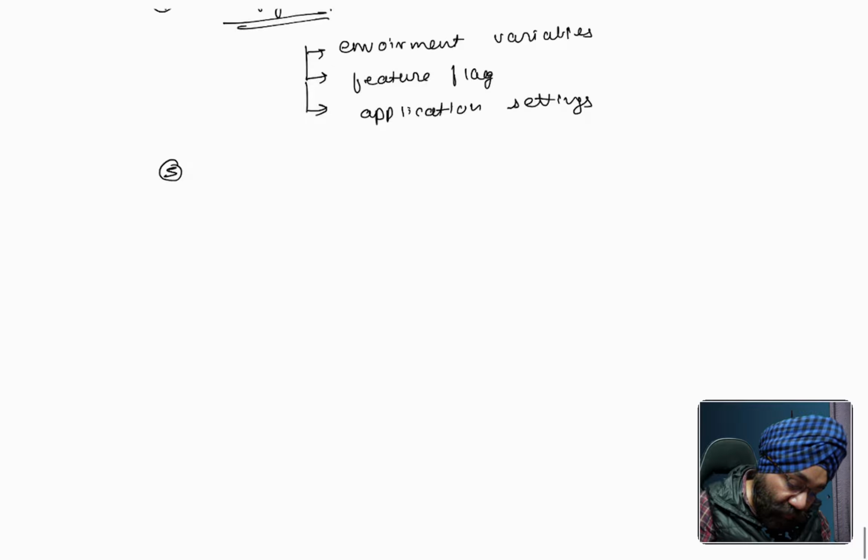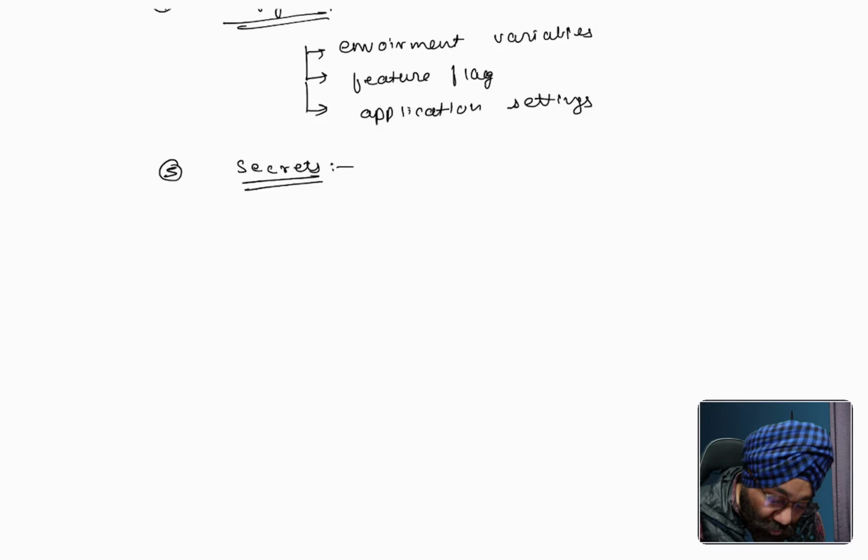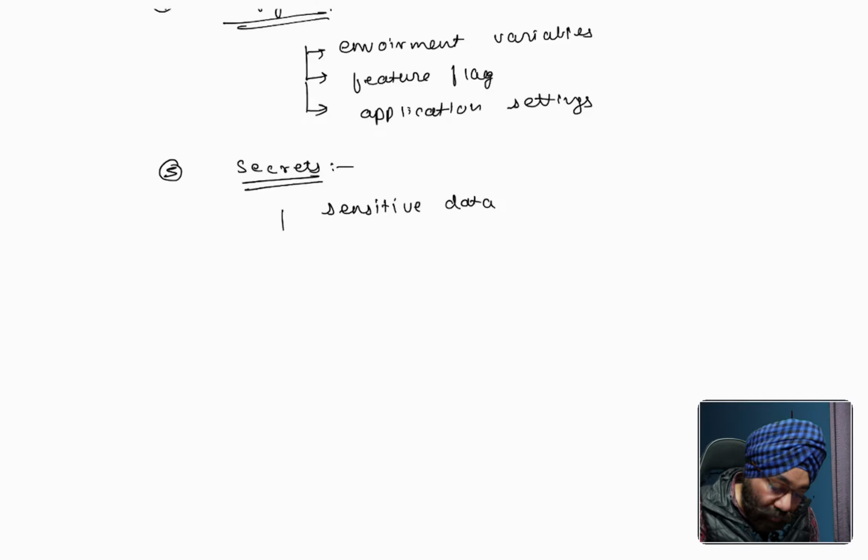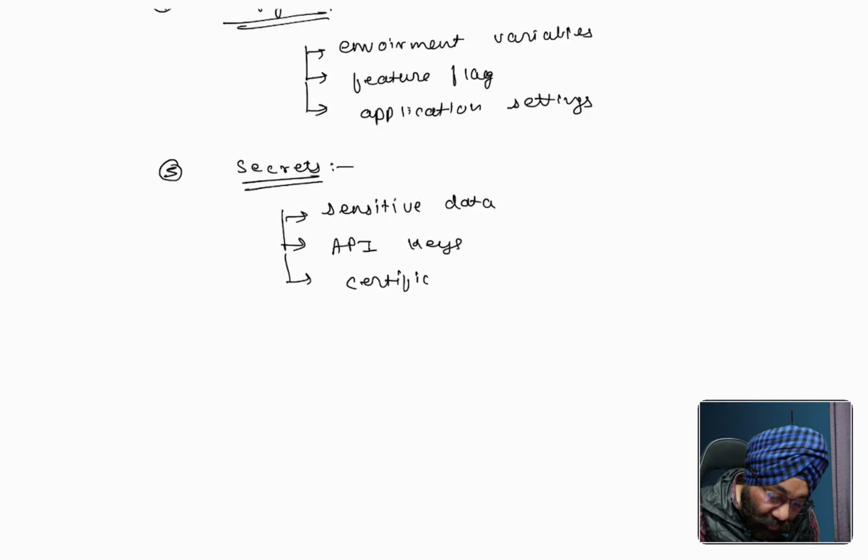The fifth one is your secrets. The secrets are used to store sensitive data, your API keys and your certificates.